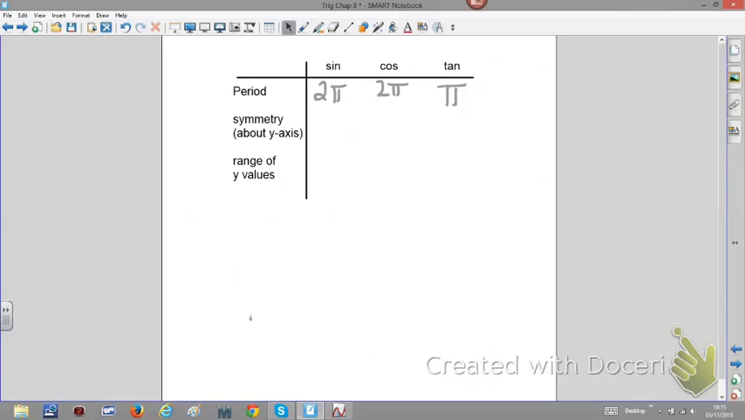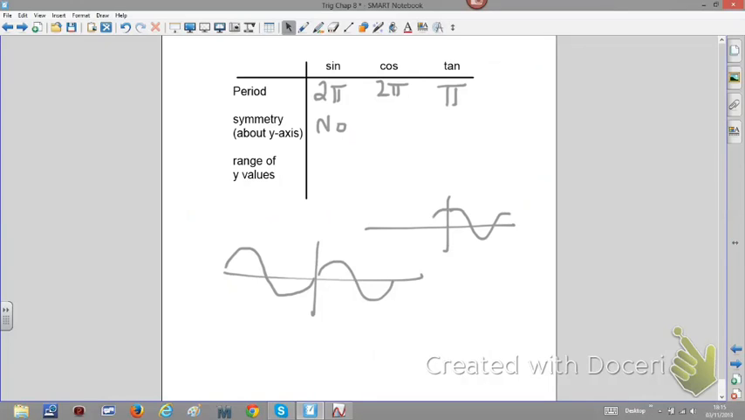And let's think about the symmetry. And we've said that sine is not reflective symmetry, but it is rotational symmetry. But here we've written down symmetry about the y-axis. It isn't symmetrical about the y-axis. Cos, on the other hand, is symmetrical about the y-axis. And tan looks like this and is not symmetrical about the y-axis.